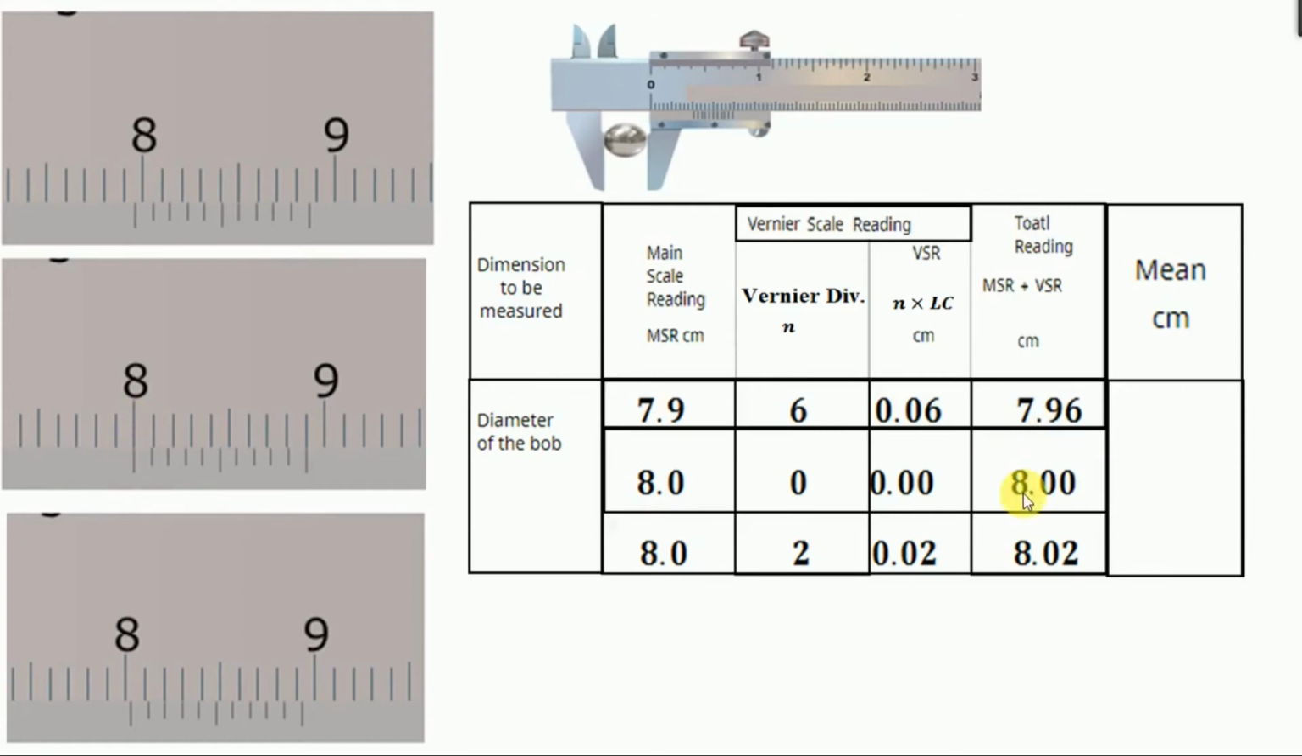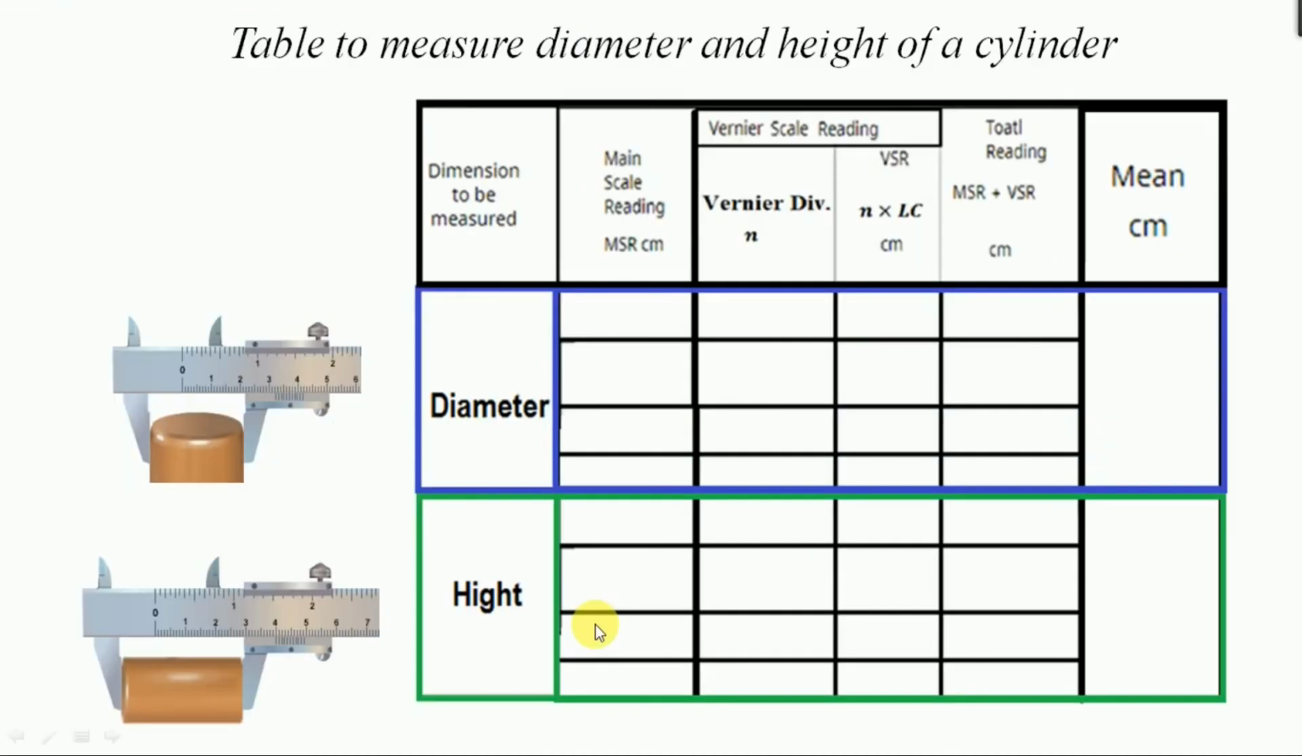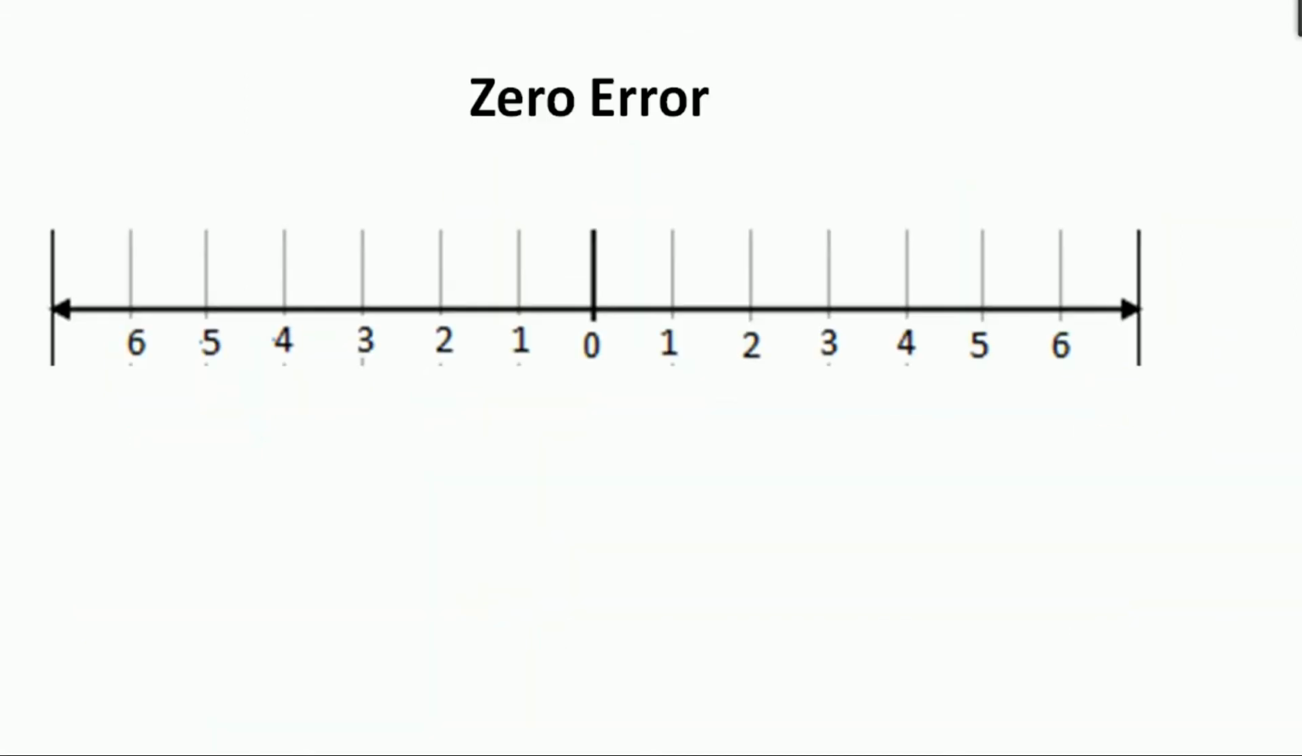Now I've got 3 readings, so I have to find the mean of these 3. The mean will be 7.99. If you have to measure the diameter and height of a cylinder, at that time you will make this kind of table where we have diameter and height in the same table, and we can find the mean diameter and mean height. So next is zero error.